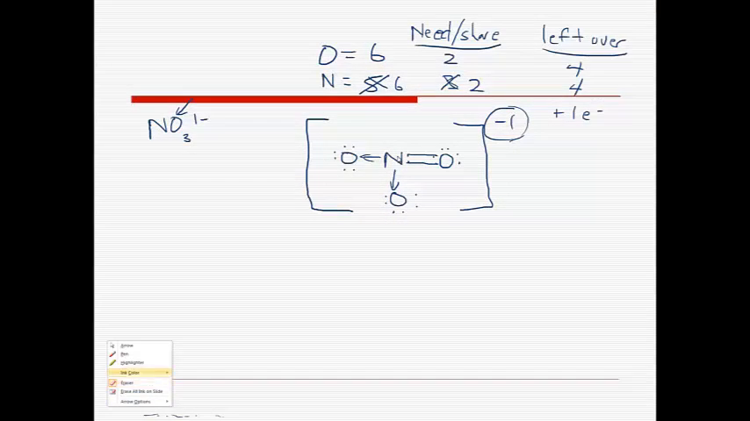Okay, everything has 8. 2, 4, 6, 8. The nitrogen has 8. 4 lines. Okay, 2, 4, 6, 8 has 8. 2, 4, 6, non-bonding plus the line, that's 2 more, 8. Same thing with that oxygen. Everything has 8 there.